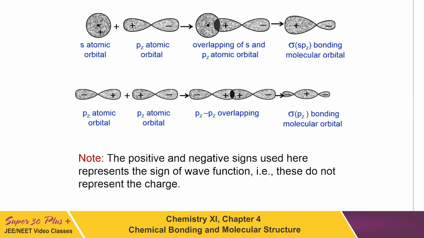Please have a look at these shapes. When an s orbital combines with a pz, they overlap in this manner and form this MO. When p and p combine in a linear fashion, along the same axis, there is a formation of this orbital called sigma pz, because it forms a sigma bond. The positive and negative signs used here represent the sign of the wave function. Whenever a wave travels, it always travels plus, minus, and goes on.